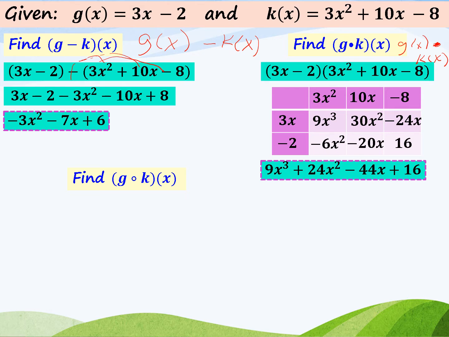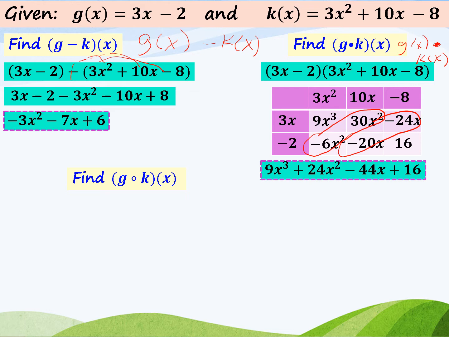Then I go with the negative 2. So negative 2 times 3x squared is negative 6x squared. Negative 2 times 10x is negative 20x. And negative 2 times negative 8 is positive 16. Okay, and then we just combine our like terms. And then we end up with 9x cubed plus 24x squared minus 44x plus 16.